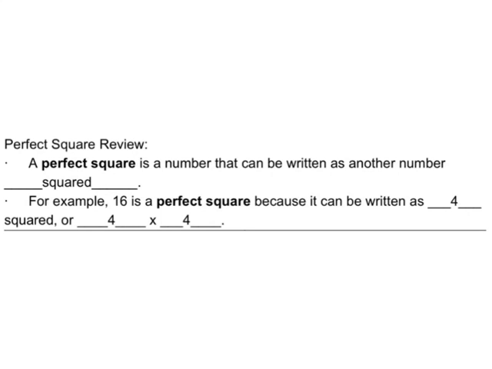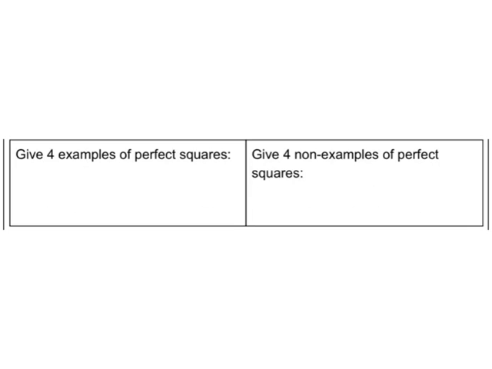All right, now for the second part of the guided notes. We're going to do a review of perfect squares, which is what we learned yesterday. These notes are actually already filled in for you. So a perfect square is a number that can be written as another number squared. So 16 is a perfect square because it can be written as 4 squared or 4 times 4. So let's give 4 examples of perfect squares. So again, it's numbers that you can get by multiplying a number by itself.